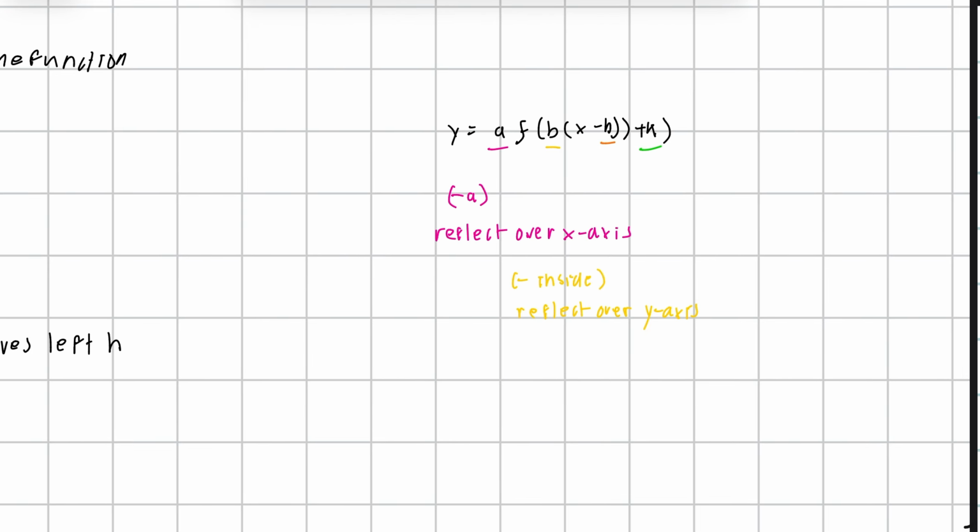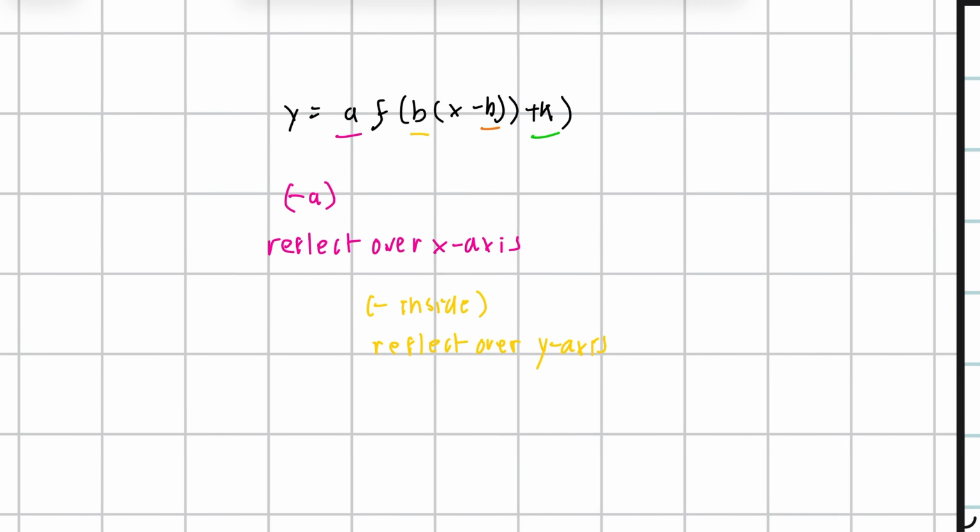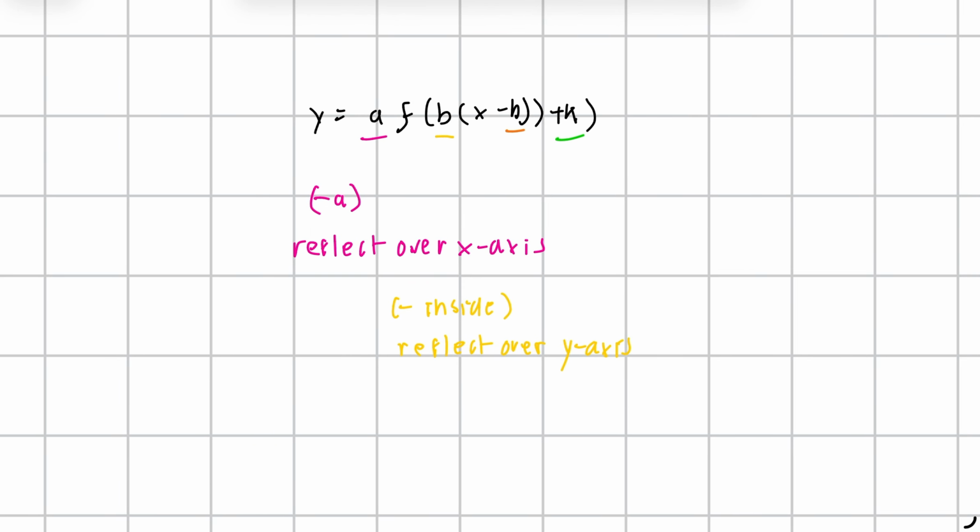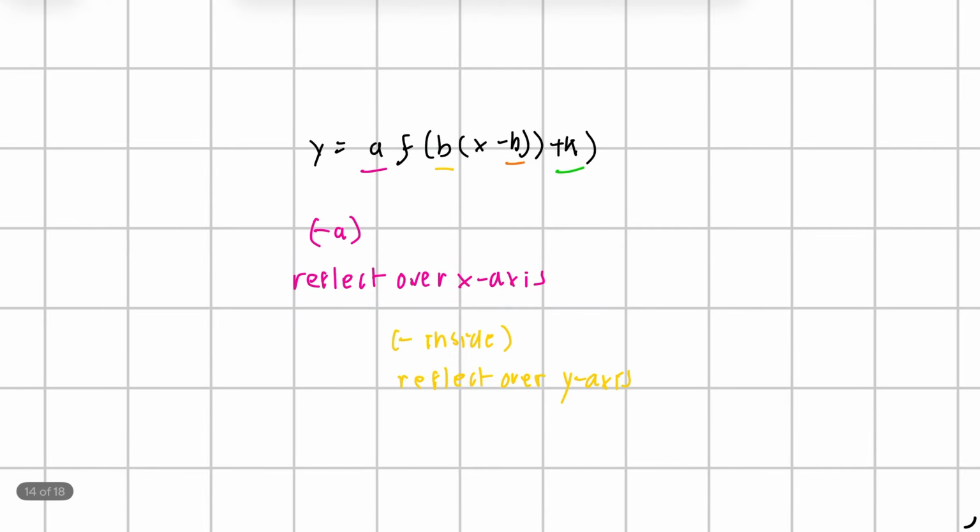Now, if you have plus k, that is always on the outside, that's vertical. Multiplying by a on the outside, that is vertical. x minus h on the inside, that is horizontal. And multiplying x by b, that is horizontal. And something important you should note for b specifically is usually you want to factor this out before you graph and analyze your transformations to see those transformations clearly.